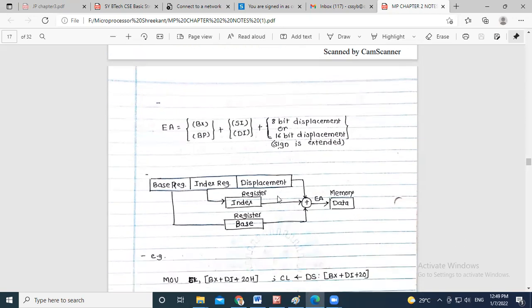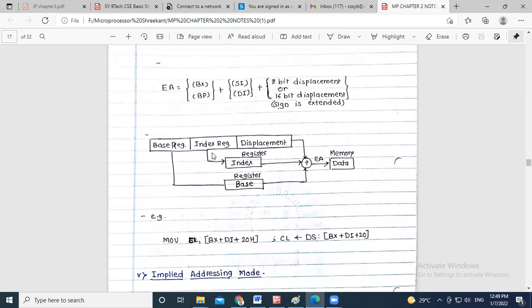Okay, so diagrammatically we have to show the base register with the index register and a displacement. The displacement is given directly to the effective address, and the index register is given either directly or through a register. In the same way, the base register is also given directly or indirectly to the effective address at the summation, and at the end the data or memory is going to be manipulated.